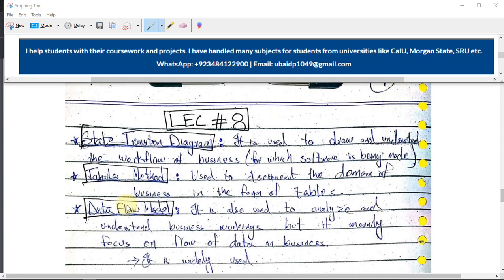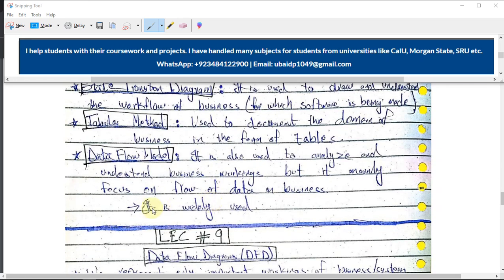But these forms are not generally the used ones. Mainly we use the data flow model, which is used to analyze the business working, and it mainly focuses on the data flow of the business. It is the widely used one, and we will talk about that in the next lecture also.